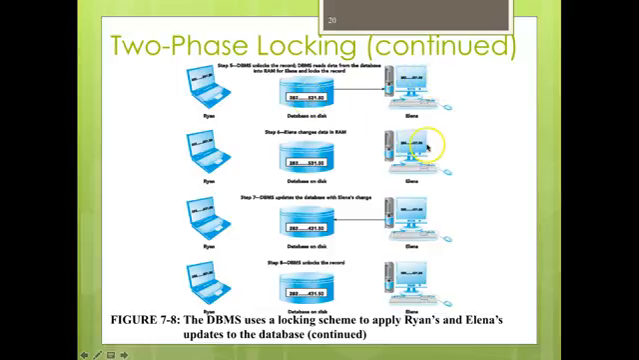Now Elena removes her $100 from the account, and the balance was $531.50 after Ryan added the $100. Now she subtracts the $100, puts the balance to $431.50, and then we end up with the correct balance. So by locking it, what we do is we prevent somebody else from getting the balance, and that way we can prevent somebody from accidentally writing the wrong value to the database.